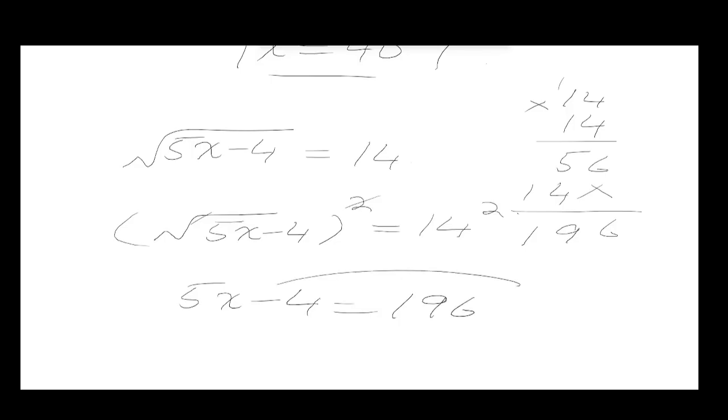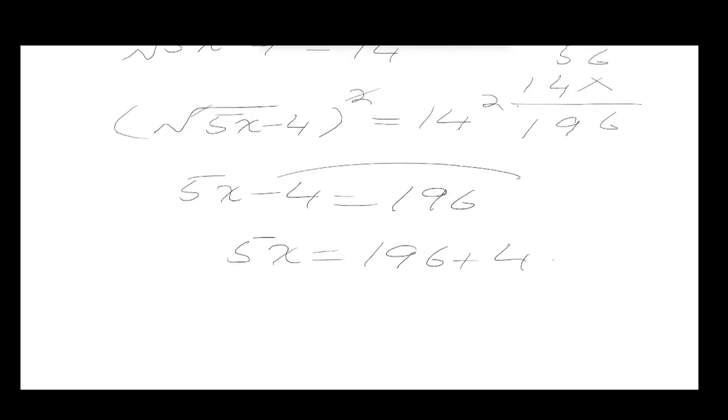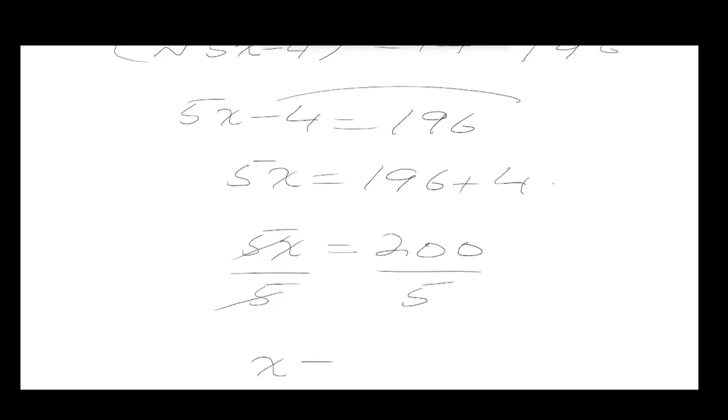Then 4 will be gone to the right, so we can write 5x is equal to 196 added with 4. So 196 added with 4 is 200. So we can write 5x is equal to 200. So now 5 will be divided on both sides of the equation. So we can write x is equal to 200 divided by 5. 5 ones are 5 and 5 fours are 20. So our answer will be 40. So this is our answer.